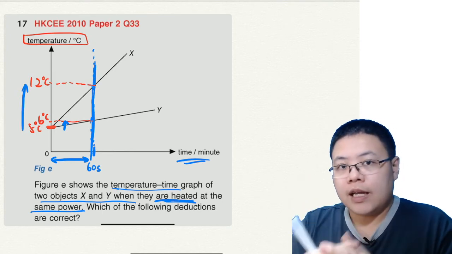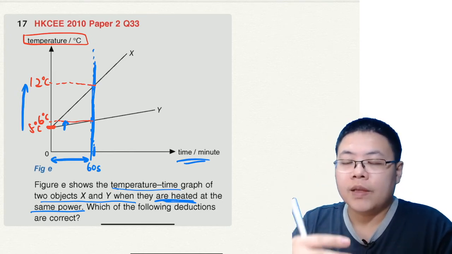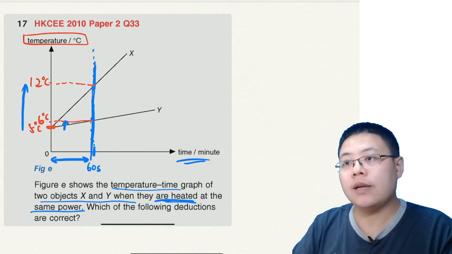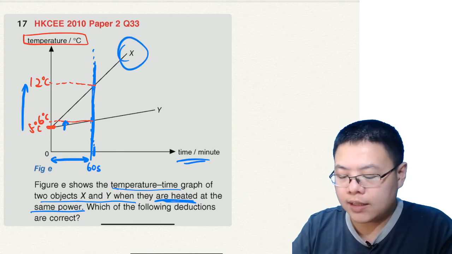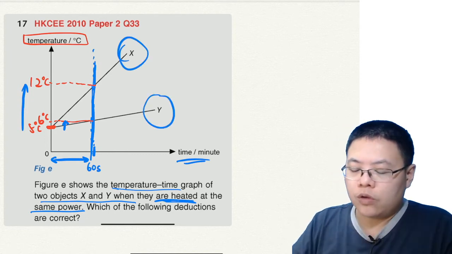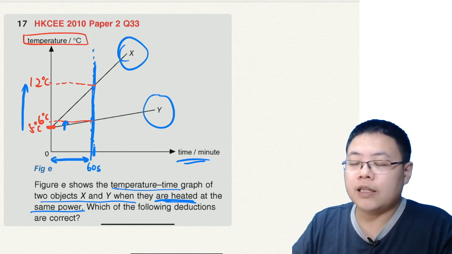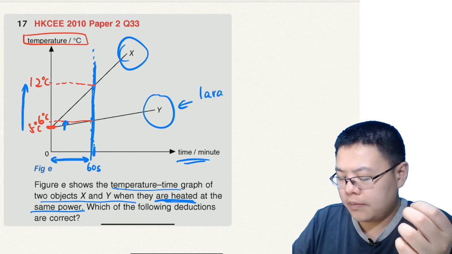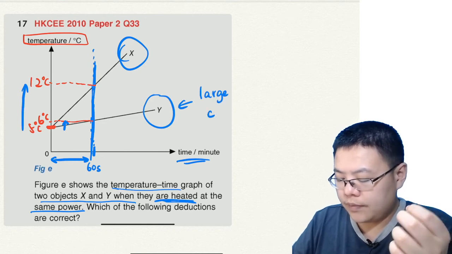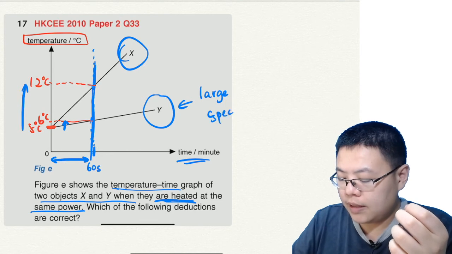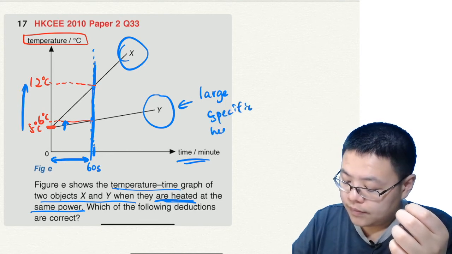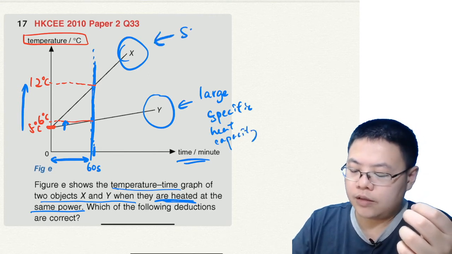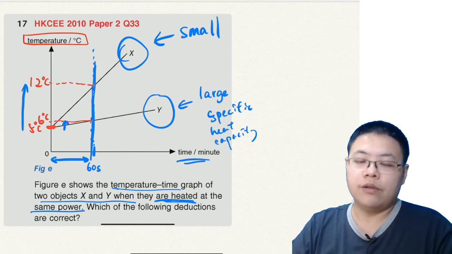The bigger the specific heat capacity, like water, the more they will absorb a lot of energy but just have a small increase in temperature. So if X and Y are here, and we just want to compare the size of their specific heat capacity, this one has a large C, or large specific heat capacity. And X, this one is small. Okay, have a look at it again.